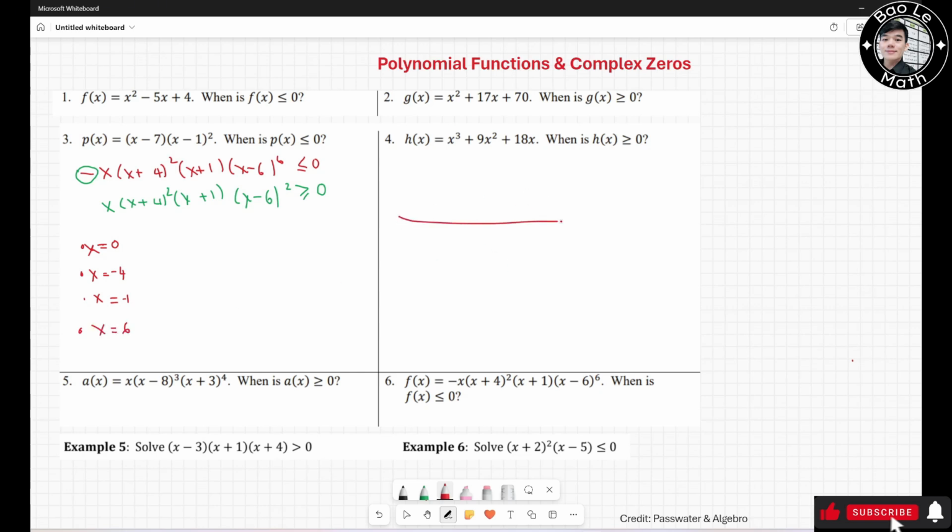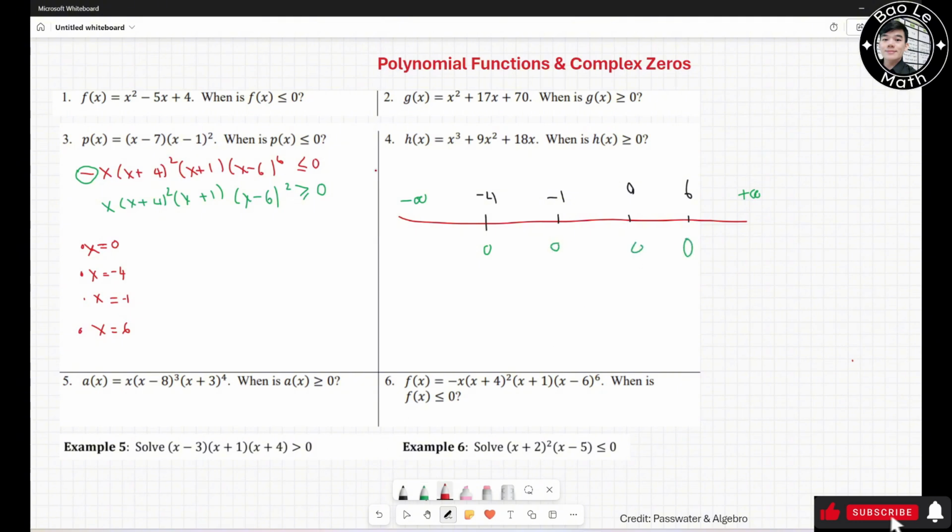Now we have a number line. So we need to put every single zero on the number line from the lowest to highest number, right? So it's going to be negative 4 right here, negative 1 right here, 0 right here, and 6 right here. On the left hand side we're going to put negative infinity, the right hand side is positive infinity. So we have 4 zeros, we put 0 right here.